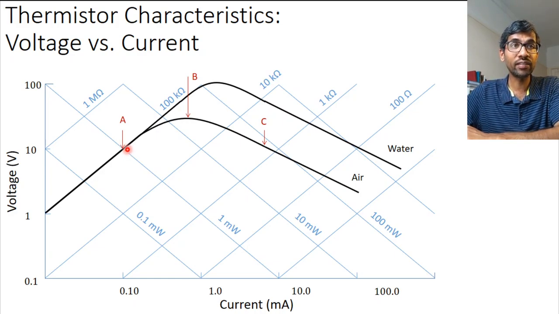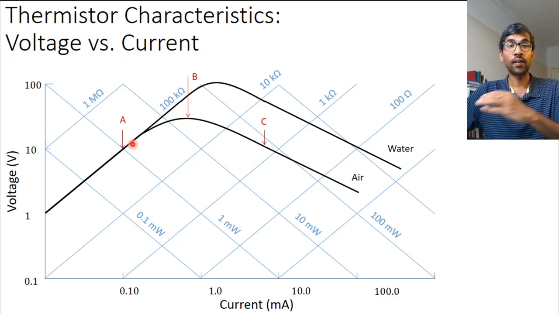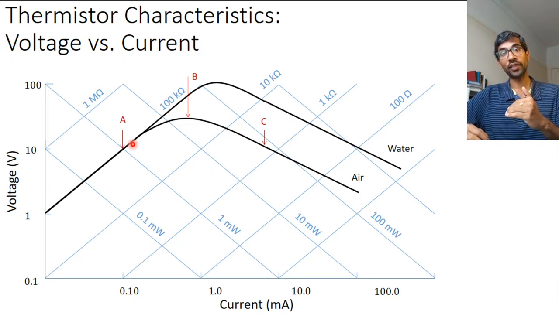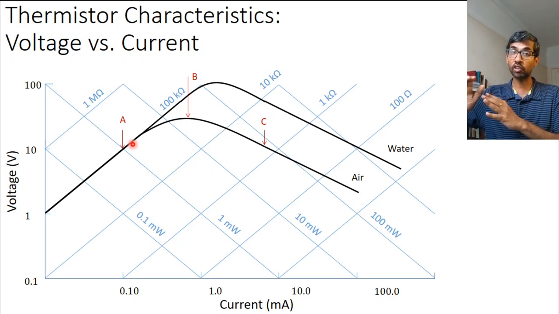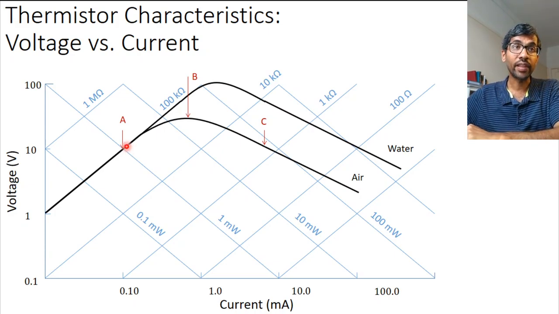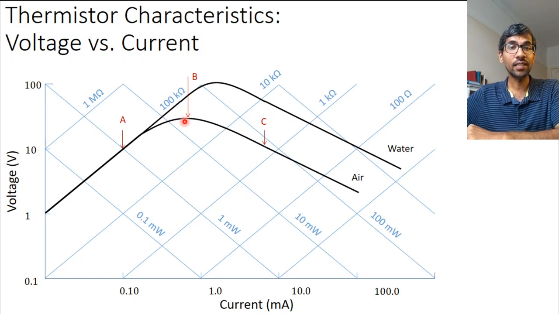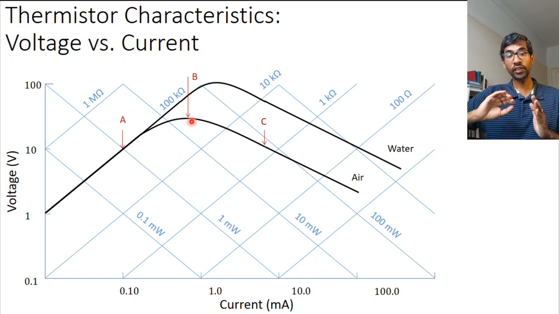But as you keep increasing the current, the thermistor starts to get hot. And as the thermistor starts to get hot, what is going to happen to the resistance of the thermistor? It's going to go down, right? Remember the previous curves that we saw? As temperature increases, the resistance of the thermistor goes down. So this curve actually starts bending from this 100 kilo ohms curve and starts to move towards a lower resistance.